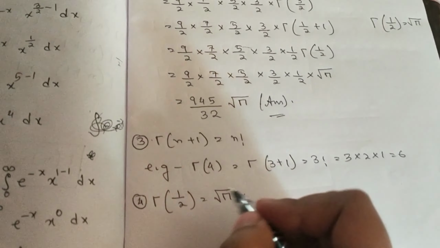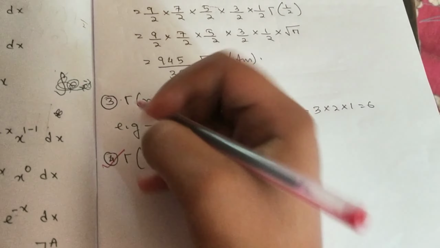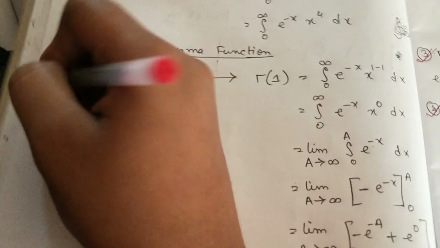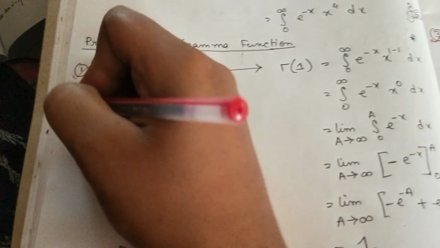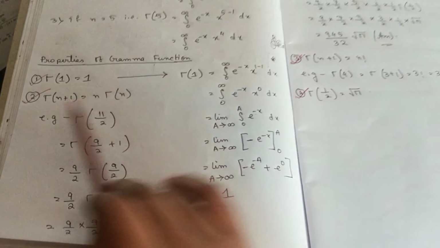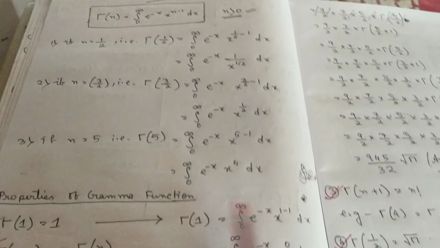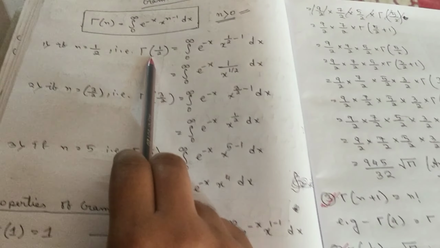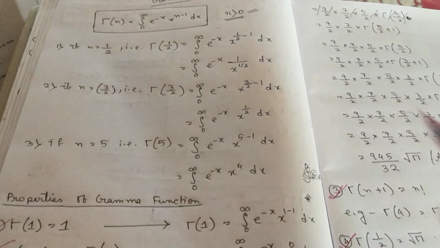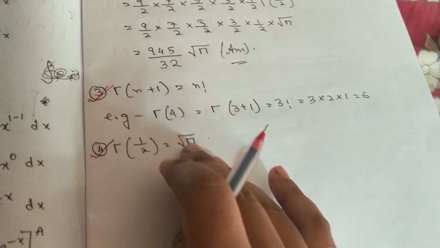So these are the most important 4 properties which you should remember. These are the really 1, 2, 3, 4 very important properties which you should remember for using this formula for gamma function. So hope you have got it about the gamma function.